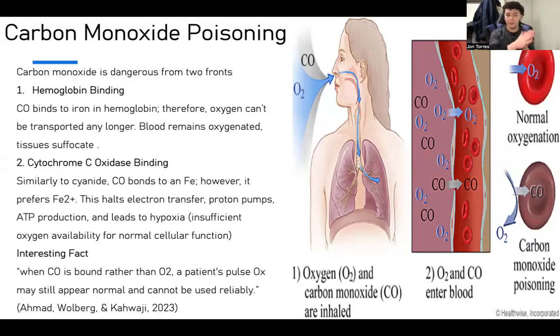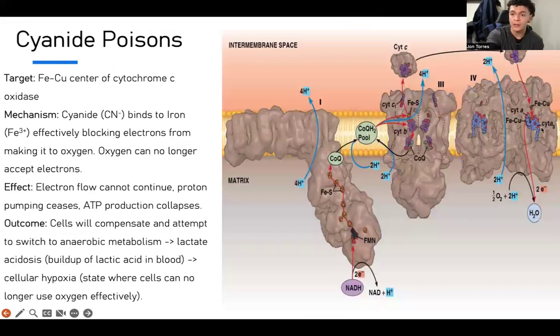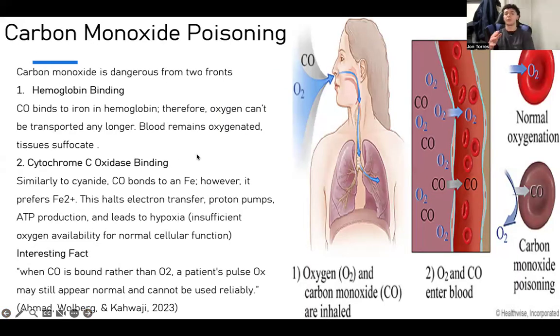But if we think to the electron transport chain, we see a similar effect as in cyanide. Similarly to cyanide, the carbon monoxide bonds to an iron. So remember, if we go back one slide, we've got two separate iron-copper complexes. Well, I mentioned that one of them was an Fe3+. That's the one where cyanide will typically bond. However, carbon monoxide bonds to the Fe2+. And then the same kind of chain of events happens. Electron transport is halted, the proton pumps are halted, ATP production is halted, and we will lead to hypoxia, and so on.